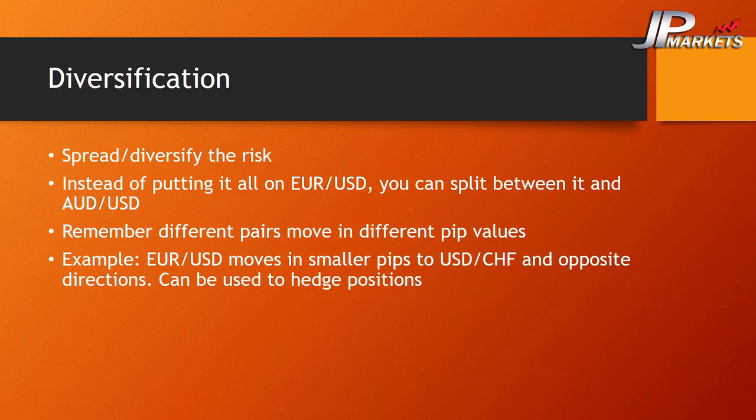As a result, these countries' monetary policies are different to each other. Bear in mind that different currency pairs move in different pip values to each other as well, and this is something that you can take advantage of. Let's look at the pairs euro dollar and dollar Swissy, which have very high negative correlation to each other. Euro dollar moves in smaller pip values to a pair like the dollar Swissy, and they move in opposite directions to each other.